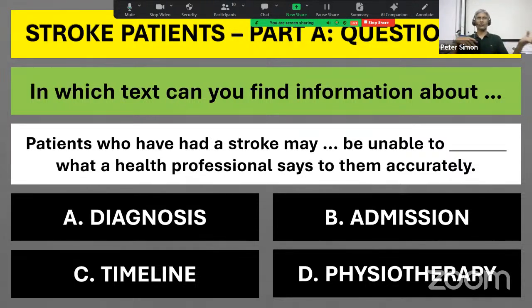Is it in diagnosis? Or is it in admission? Or is it timeline? Now tell me. Think about this one. Now D is ruled out. Second chance now. Think about it. D is eliminated. A, B, C are there. Among these A, B, C, give your choice. I'll take majority again.